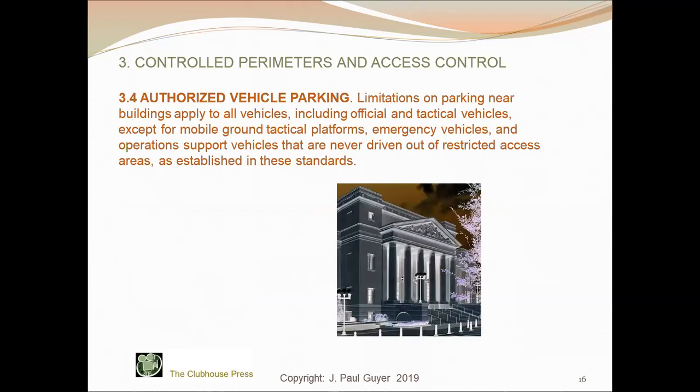Another issue is authorized vehicle parking. This would be like fire trucks or local police vehicles, things like that. So inside a controlled perimeter, you have to have a mechanism for identifying authorized vehicles quickly and probably allowing them access safely, quickly, because they often are an emergency type of vehicle, a fire engine, police car, things like that.